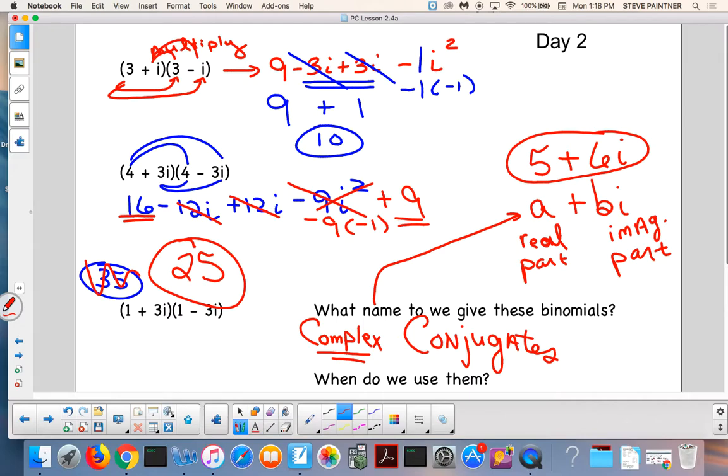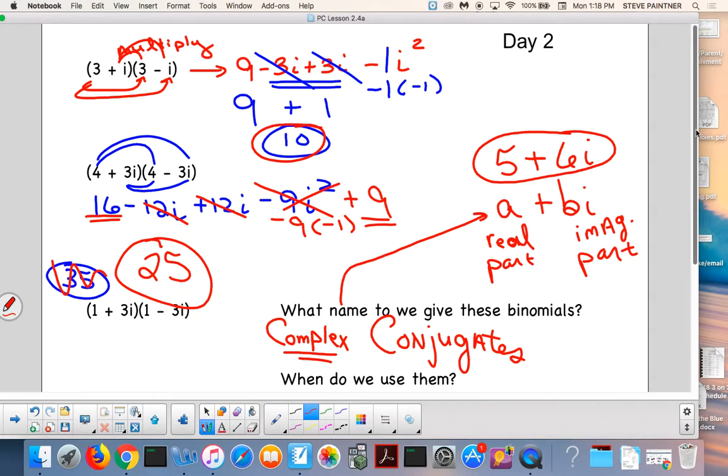So what happens? Every time we do this, we multiply and we just get a number. So will you do this last one right now? I don't know if you already did it or not. Some people have, some people haven't. Go ahead and finish it up.